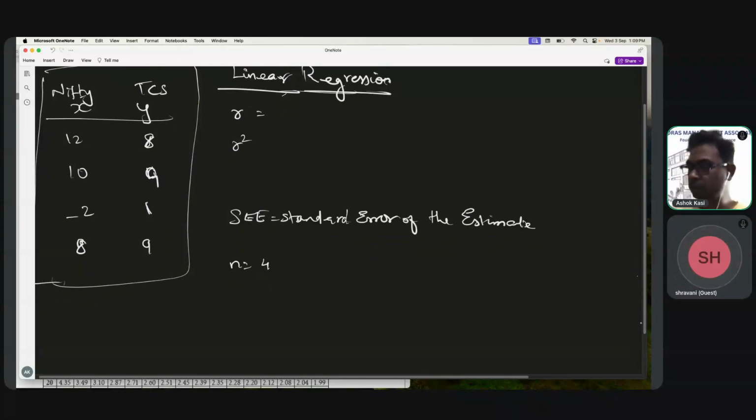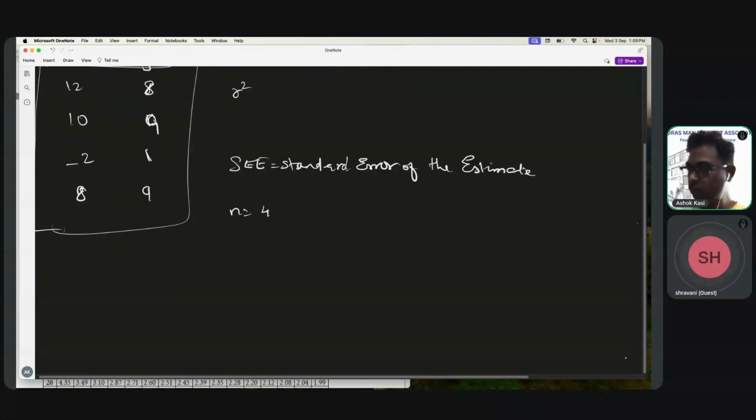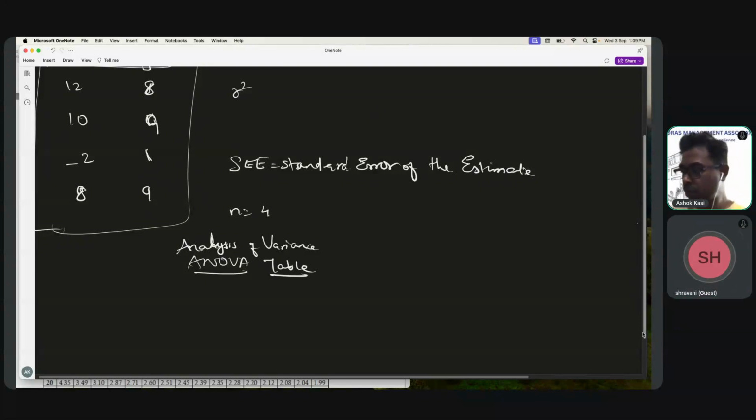Apart from this, we also have to find out the ANOVA table. ANOVA stands for analysis of variance. Okay, ANOVA table.